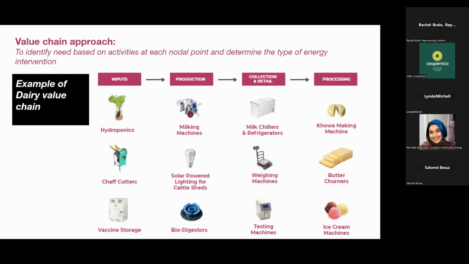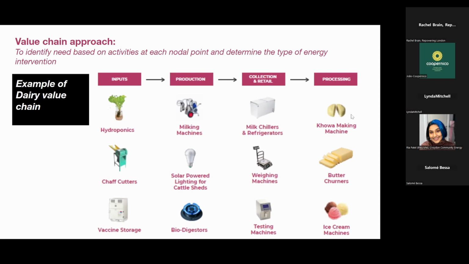But when you talk about the smallholder farmer with 10 cows, it's assumed that the woman in the house will milk the cow at 5 a.m. in the morning and then at 5 p.m. in the evening, which is drudgerous and also has health risks for the cow itself, right? Mastitis and so on. At the collection and retail point, the energy requirement is more around cooling of the milk or weighing and testing the milk so farmers can be paid based on the fat content.